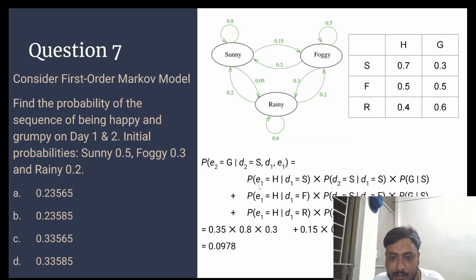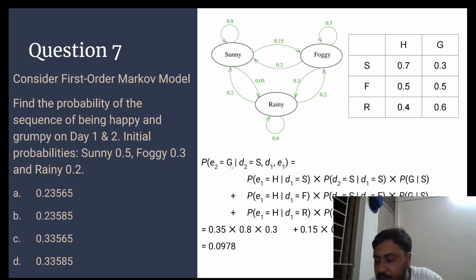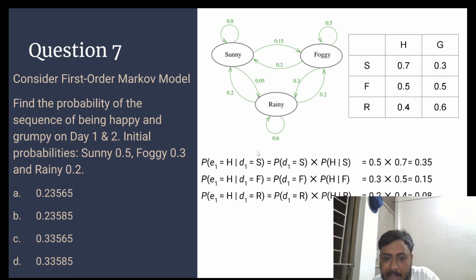Okay, so firstly we have to go one by one. Why are we doing G over here? Because that is what we are asked to find. So don't get confused about why we are putting E1 equal to H and E2 equal to G. Because that is what the question asked us: happy on day 1, grumpy on day 2. So we are calculating just that. So we calculated the probabilities of being happy on day 1, irrespective of the conditions. If it is sunny, then it is this. If it is foggy, then it is this. If it is rainy, then it is this.